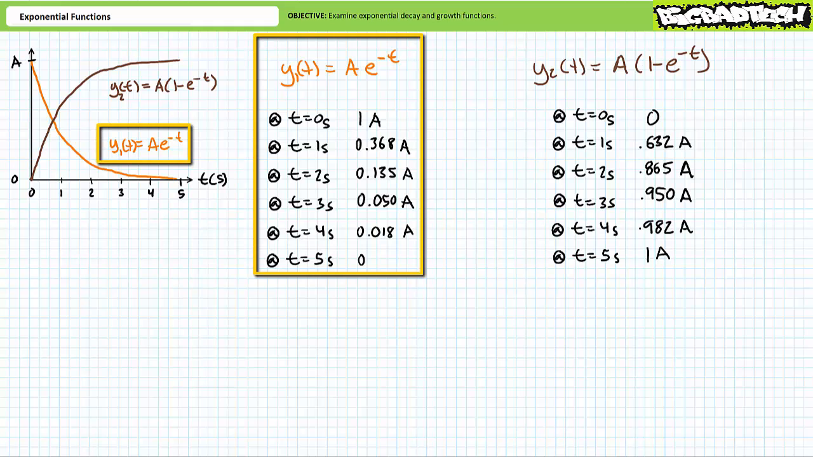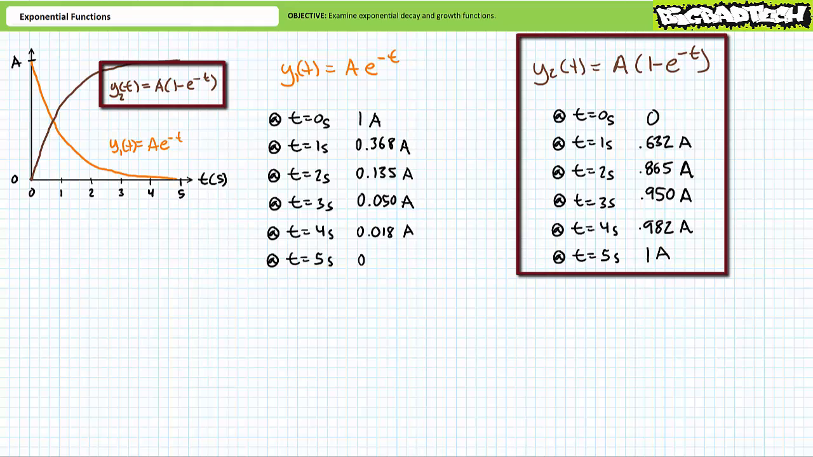At 1 second, it has a value of 0.368a. At 2 seconds, it has a value of 0.135a. At 3 seconds, it has a value of 0.05a. At 4 seconds, it has a value of 0.018a. And at 5 seconds, it has an effective value of 0.